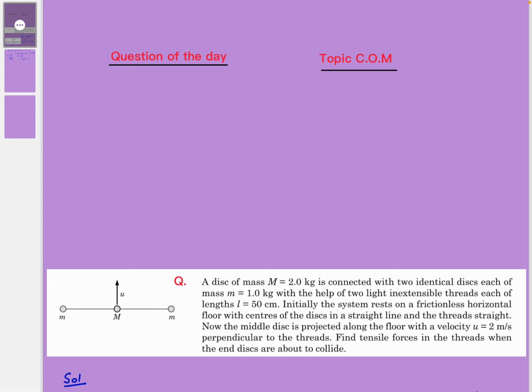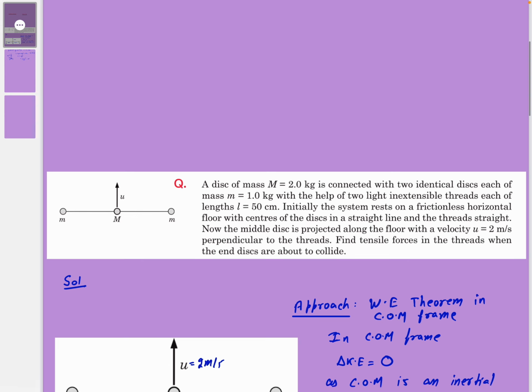Now, what is the approach for this question? You can give yourself at least 2 minutes for this question, no problem. We can apply the work energy theorem in the center of mass frame. In the center of mass frame, we can apply the work energy theorem to find the velocity of the end discs when they are just about to collide.